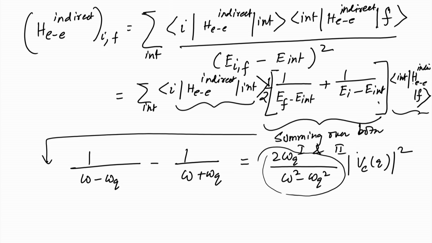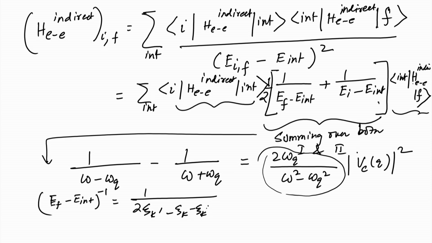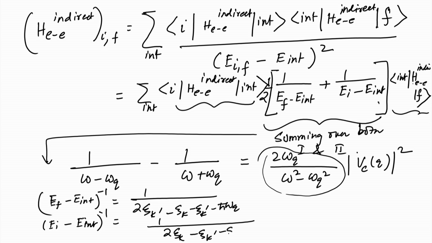And if you want how this comes, then you can look at this thing, that E F minus E int inverse, it is equal to 1 divided by 2 xi k prime minus xi k prime minus h cross omega q, and E I minus E int inverse, it is equal to 1 divided by 2 xi k minus xi k minus h cross omega q, and also xi k prime minus xi k has been used as h cross omega q. So, these matrix elements are positive definite, this one. However, because of this energy denominator and in that narrow range that we have talked about, this could be attractive and hence would give rise to the attractive interaction.